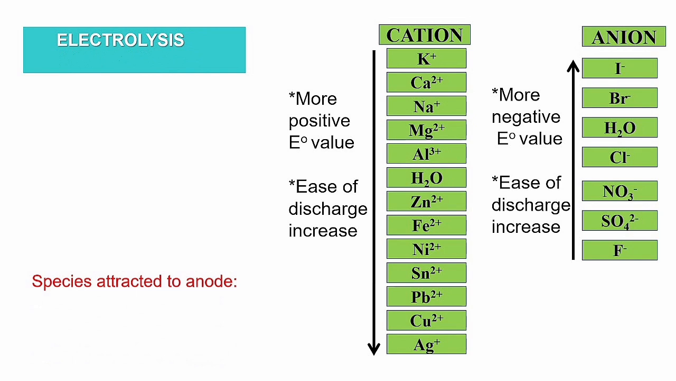The third one is the nature of the electrodes. This one is like some electrodes prefer some kind of metals to other metals.